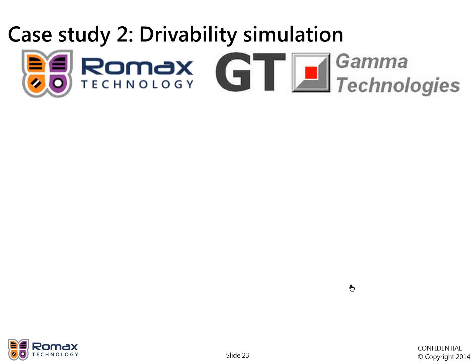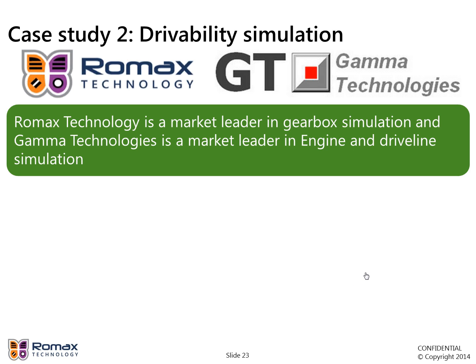So let's look at case study number 2. Here we're going to be looking at drivability simulation using GT Suite. As most of you will know, Romex technology is a market leader in the simulation of gearboxes and drivelines. And similarly, Gamma Technologies is a market leader, particularly well known in the world of engine simulation, but also with its GT Suite software moving into the world of driveline simulation as well.